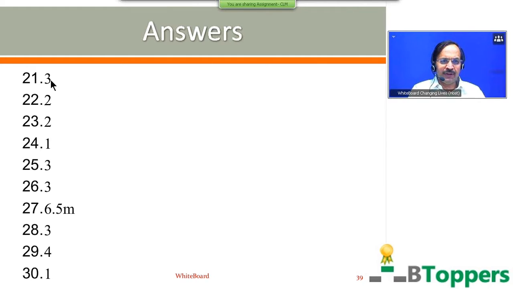For question number 21, third option is answer. For next two questions, 22 and 23, second option is answer. For question number 24, first option is answer. For next two questions, 25 and 26, third option is answer. For question number 27, answer is 6.5 meter. For question number 28, third option is answer.